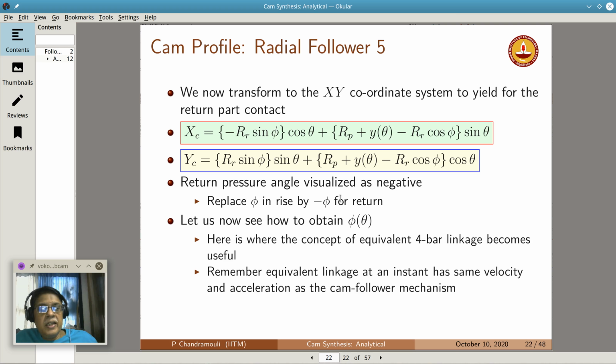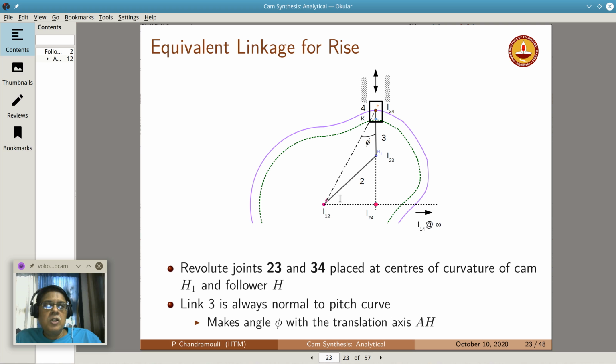So remember, the equivalent linkage at a particular instant or configuration has the same velocity and acceleration as the original cam follower mechanism, right? So what is the equivalent linkage? Remember that the follower is a slider. So here is the visualization of this. So remember how we constructed the equivalent 4 bar. We looked at the radius of curvature of the pitch curve. So you can see that H1H basically is, if you want to think of that as the radius of curvature of the pitch curve, of course of the cam is going to be H1K1. So that is going to be that.